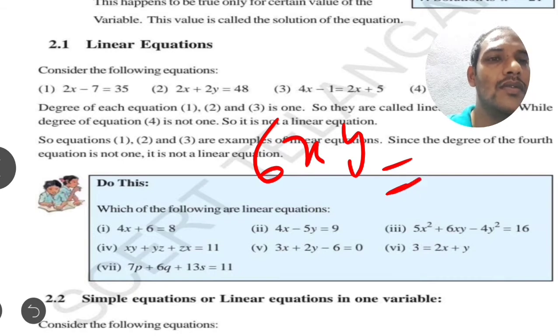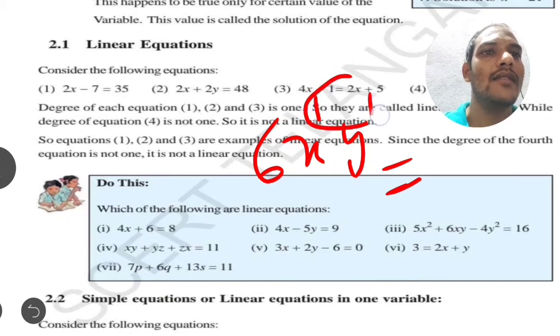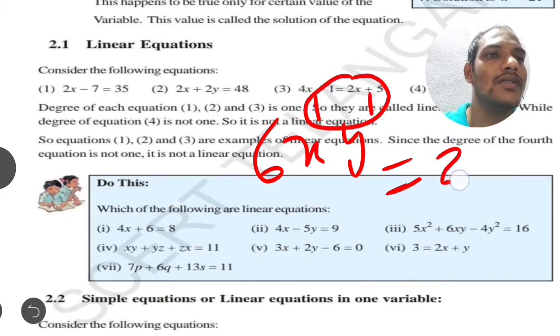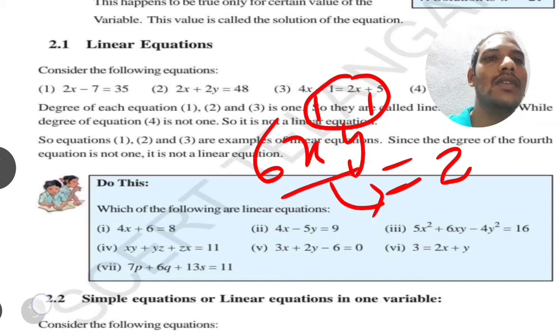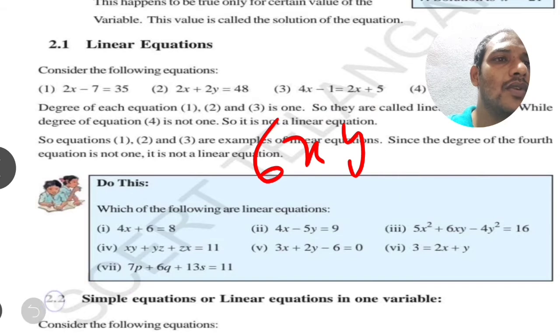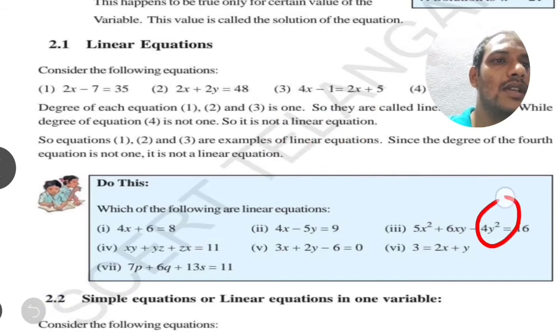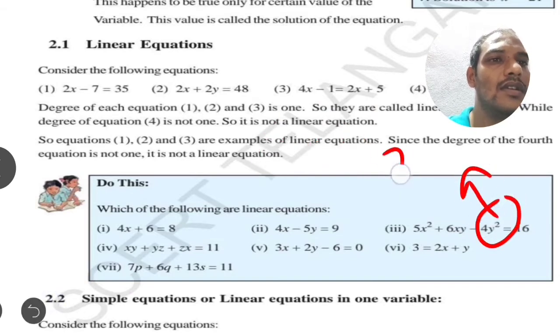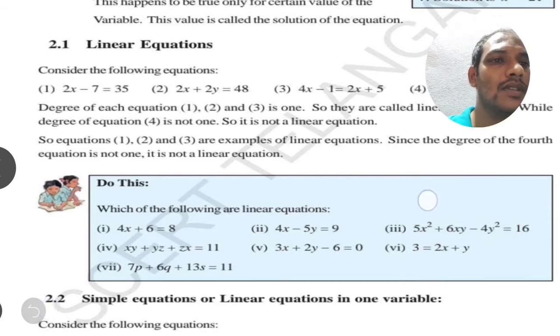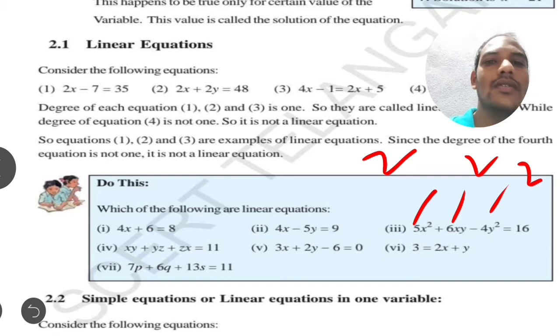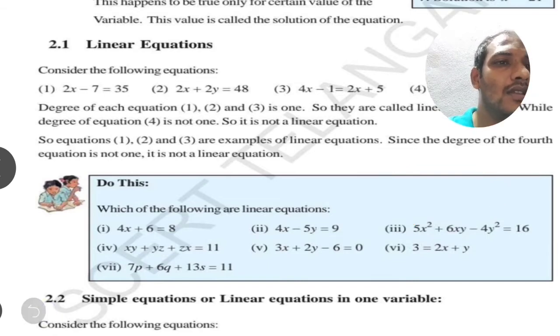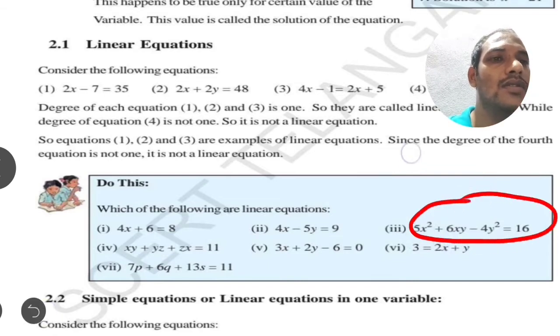So in this case, how do we find the degree? That is very simple. Here x power is 1, here y power is 1. Just add them, so 1 plus 1 is 2. So the degree of 6xy is 2. Next, 4y square. What is the degree of 4y square? It is 2. So the first term has degree 2, the second term degree 2, and the third term degree also 2. So overall the degree of the third equation is 2.